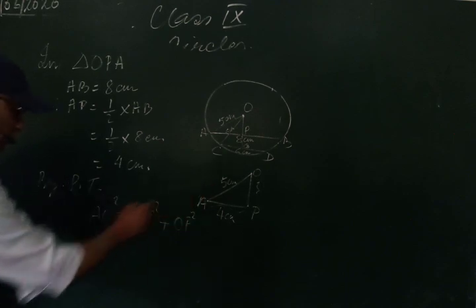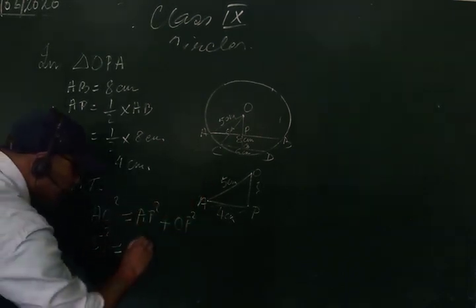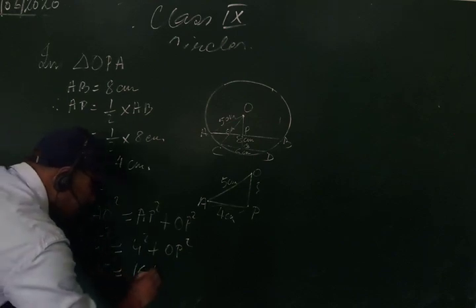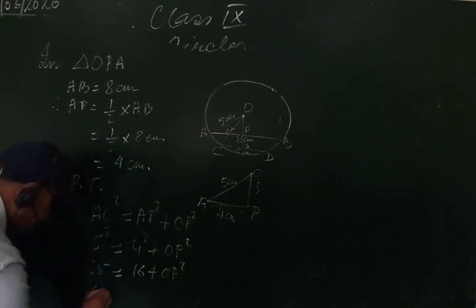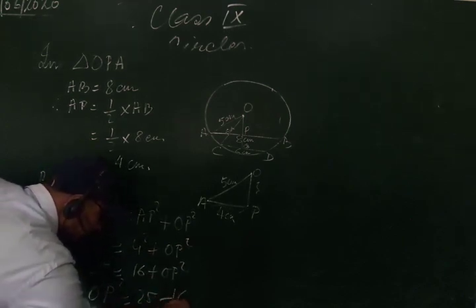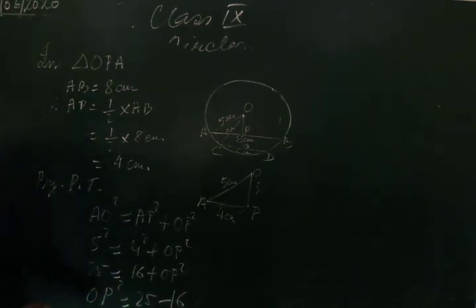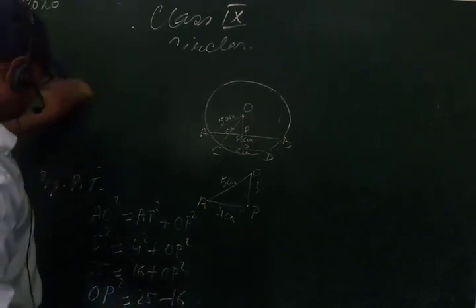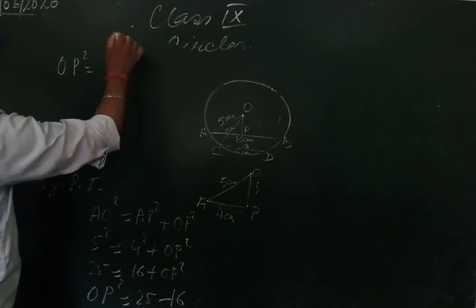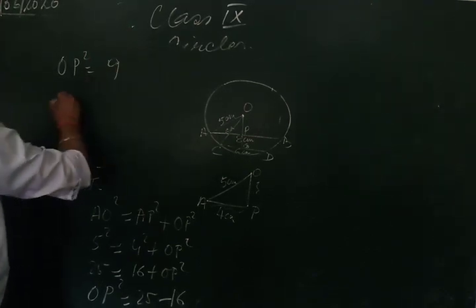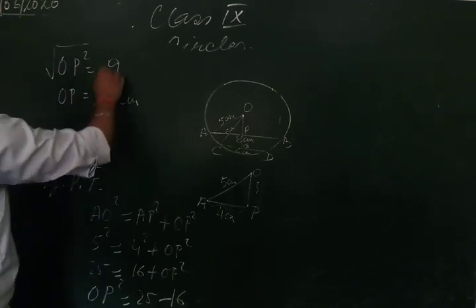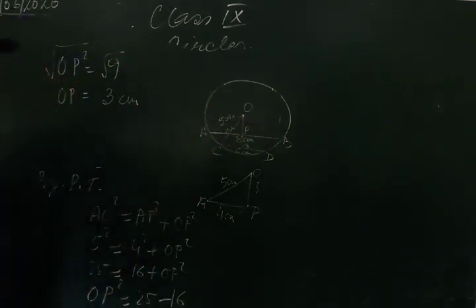Now, putting the values, 5 square is equal to 4 square plus OP square. 25 is equal to 16 plus OP square. OP square is equal to 25 minus 16, I'm sorry, 16 goes to the other side. OP square is equal to 9. OP is equal to 3 centimeters, because taking the square root on both sides, we get OP as 3 centimeters.